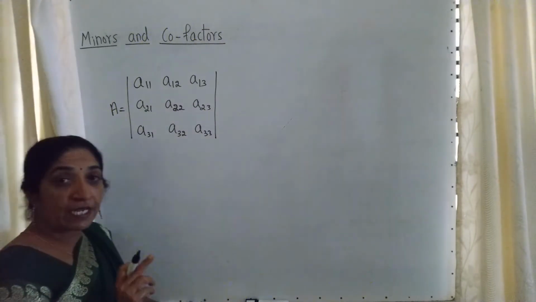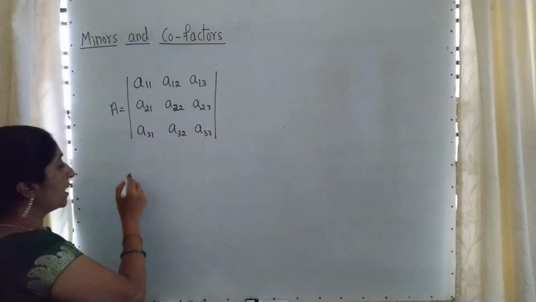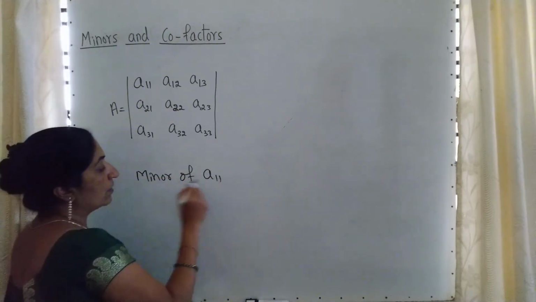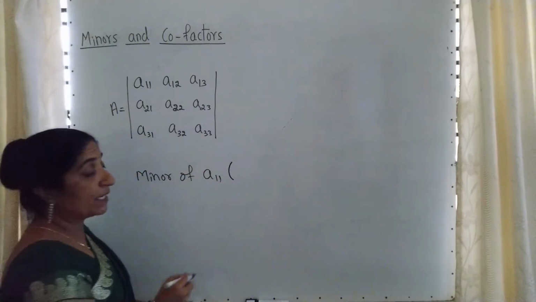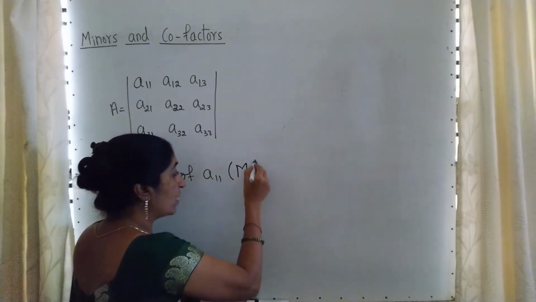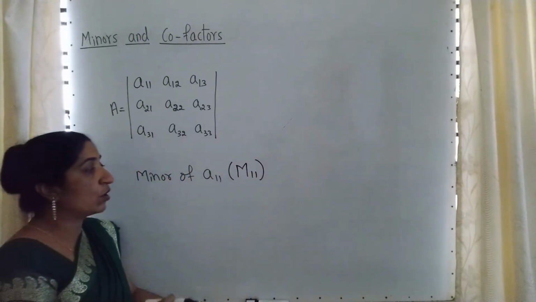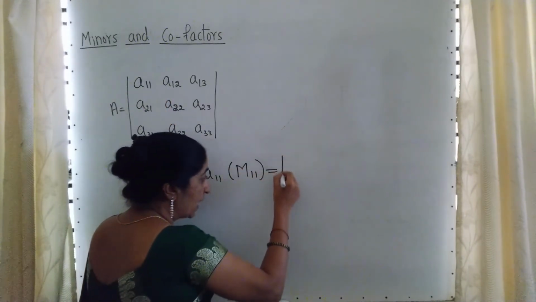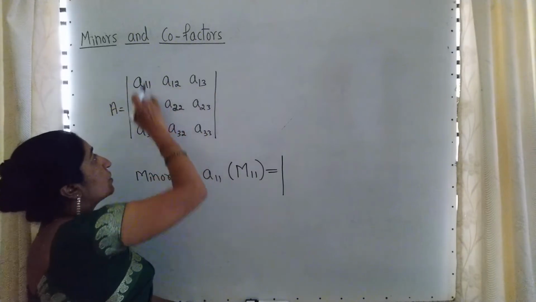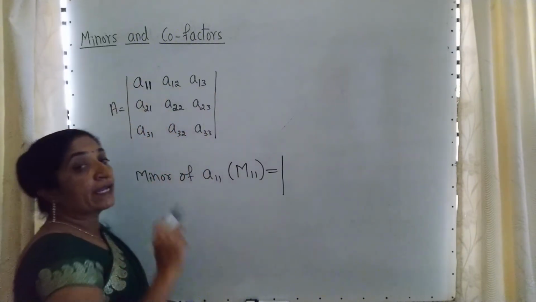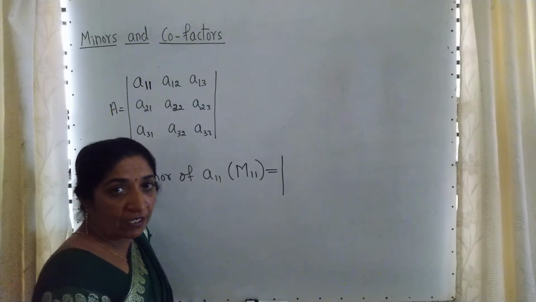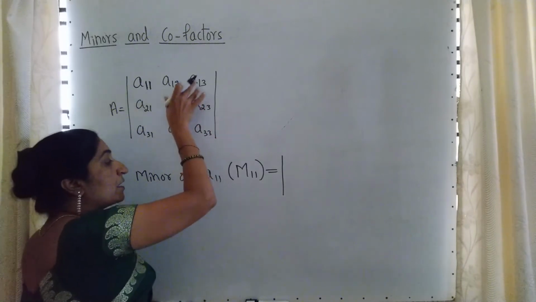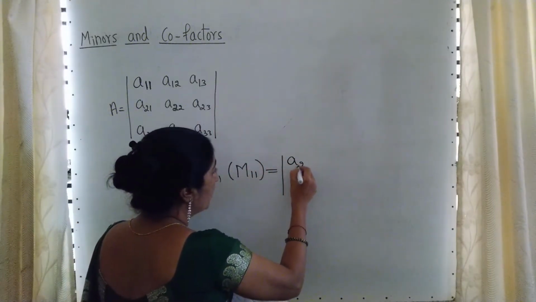A11 tells you that the element lies in the first row and first column. When you are writing the minor of A11, the minor is generally denoted by capital M, that is M11. 11 tells you it lies in the first row and first column. That means you are writing a minor for the element A11. Now write down the elements which are not in the first row and first column, because A11 lies in the first row and first column. Leave that row and column. See what the remaining elements are, and write them down in the same form, in the form of a determinant.